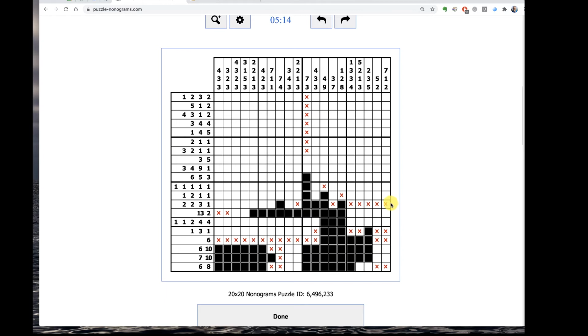What else have we got? 7 here, I know has to be in this space. I only got a couple of things out of it, but a couple of things are better than none.